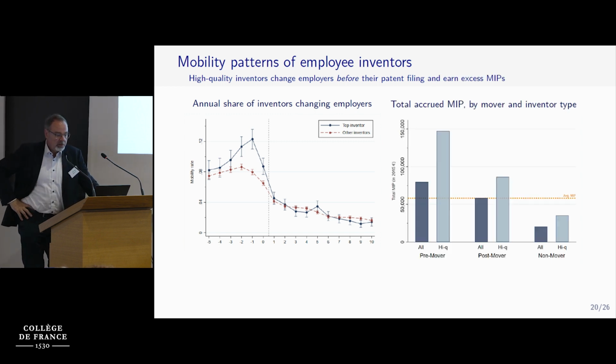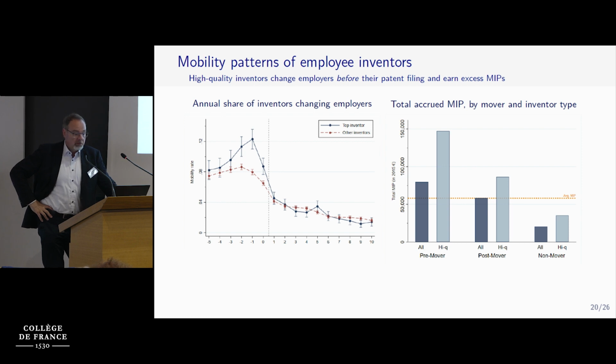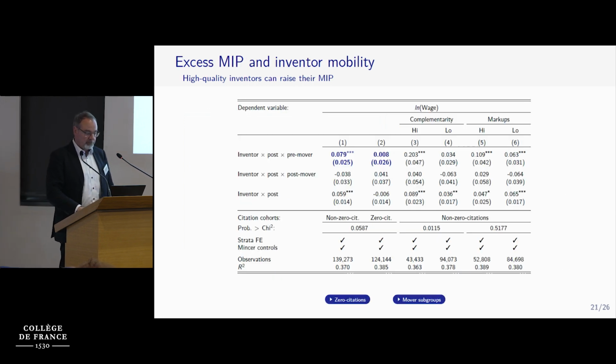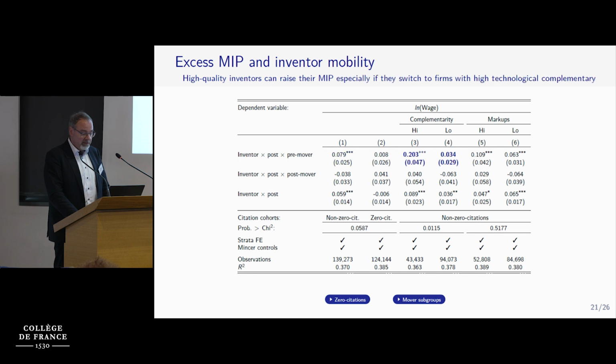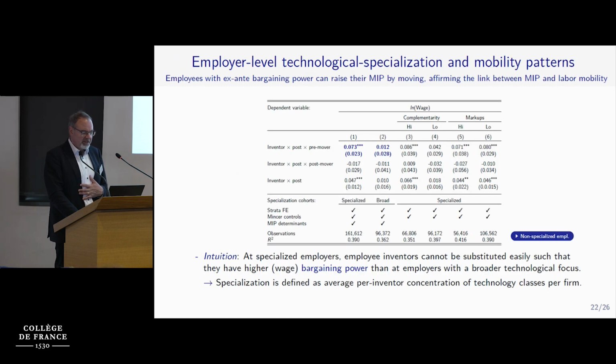And just to show you, the pre-movers gain more than the average, especially when they're high quality. The high quality ones also gain more in the post-filing moves. So we then take this key result through the paces a little bit. We again analyze whether the complementarity and the markup relationships are there, as I showed them before, and they are indeed there. I will not go into all of the details.